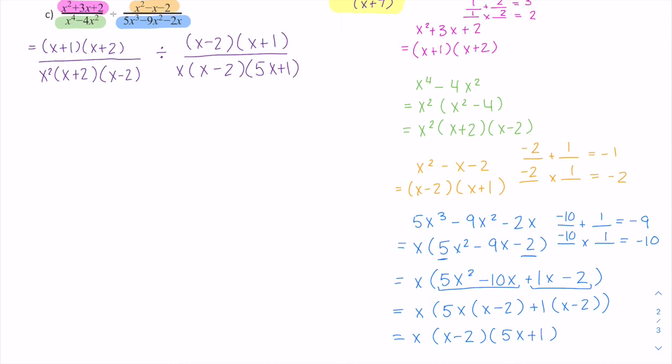So now we have some more visible restrictions. So now let's look at all those brackets on the bottom and address the restrictions. So x cannot equal 0, plus or minus 2, or negative a fifth so far. If we end up getting more, we'll add those in as we go along. So now because we're dividing, we're going to flip the second one and multiply. So we're going to flip the second one. And multiply.